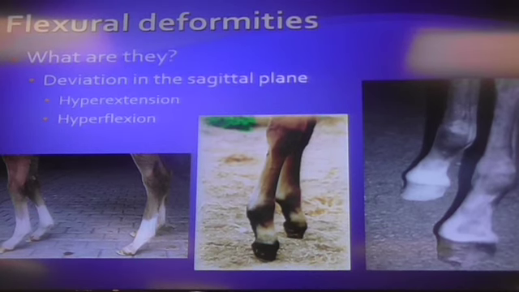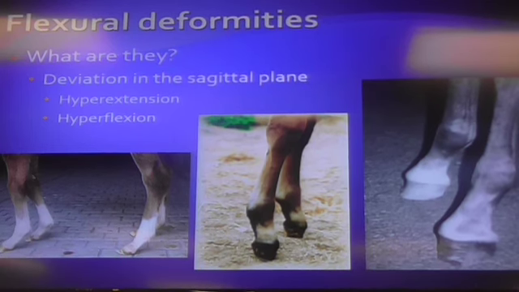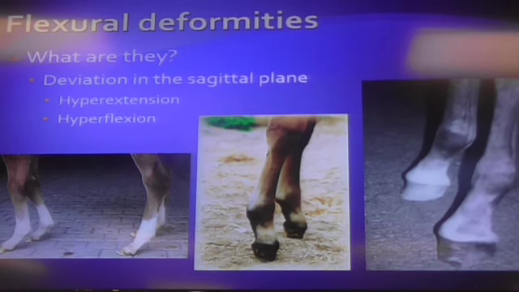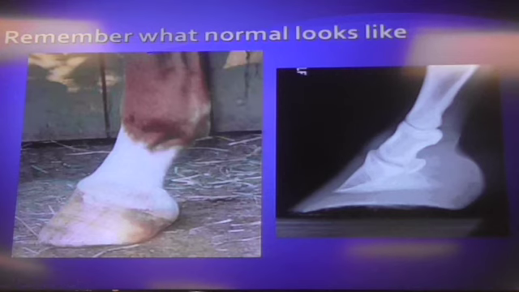So let's start with flexural limb deformities, and then we'll pick this up on Monday. We talked about angular limb deformity, like this way or this way, and now we're talking about this or this. These are deviations in the sagittal plane, if you don't understand. So we have hyperextension, like this, or you can have hyperflexion, of a couple different sorts. What is that?